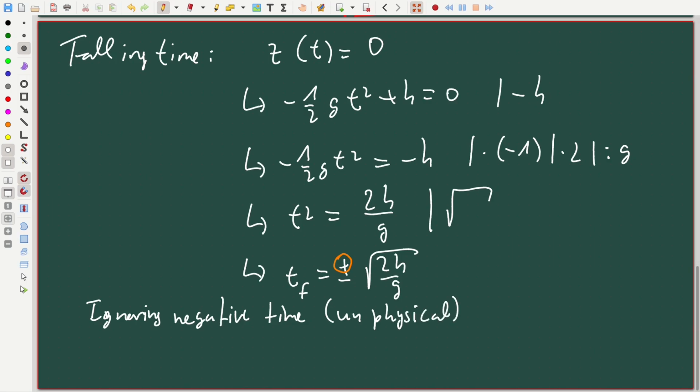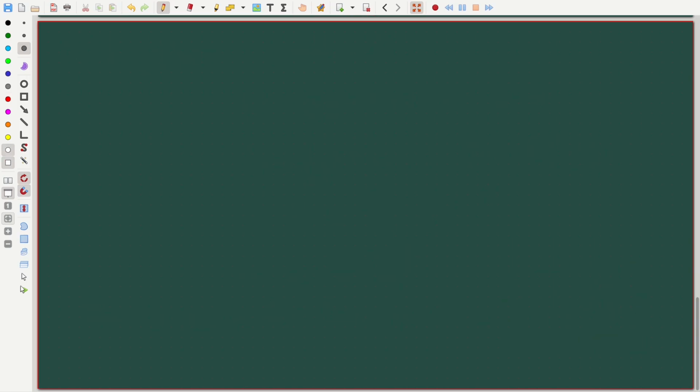because it is unphysical, and this at the end means that we get our final equation for the falling time just simply as t equals square root 2h over g. And again, this is a very important formula related to free falling objects, so I can highlight this again in red. Now we take a look at a certain example.